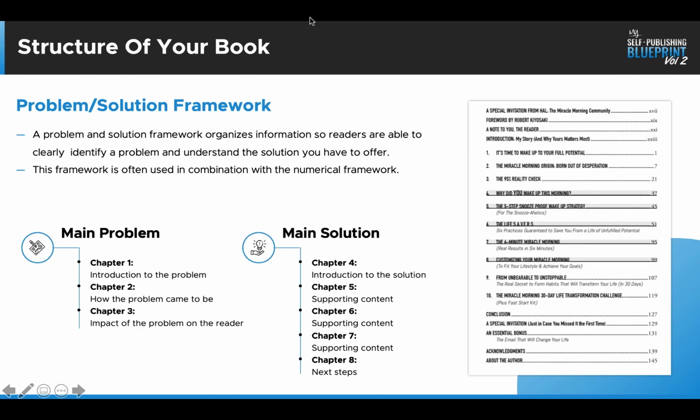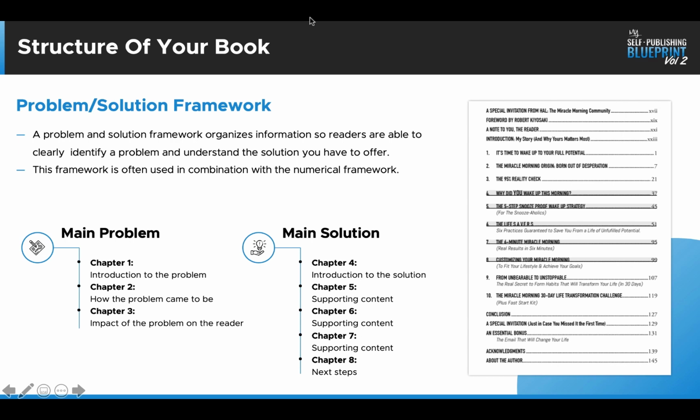Problem solution framework. So a problem and solution framework organizes information so readers are able to clearly identify a problem and understand the solution you have to offer. This framework is often used in combination with the numerical framework. So this is an example from my friend's book, The Miracle Morning. So main problem, chapter 1, introduce the problem. Chapter 2, how the problem came to be. Number 3, impact of the problem to the reader.